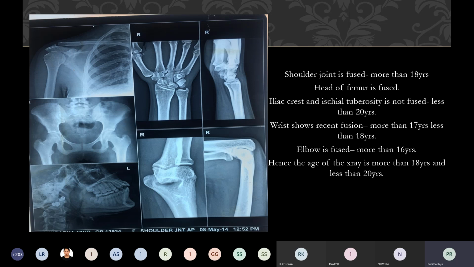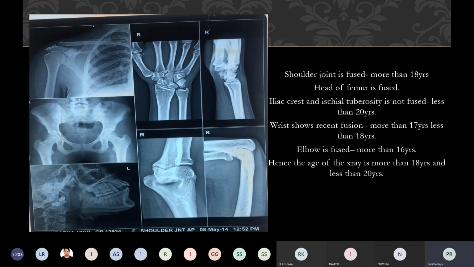So it is a recent fusion. That is the reason you can see a small line. Normally the wrist joint fuses at 17 to 18, so it is more than 17 and less than 18 with respect to the wrist joint. When multiple X-rays are given to you, you can just examine any one X-ray and give your opinion.